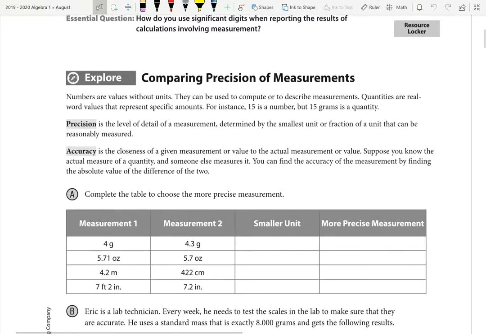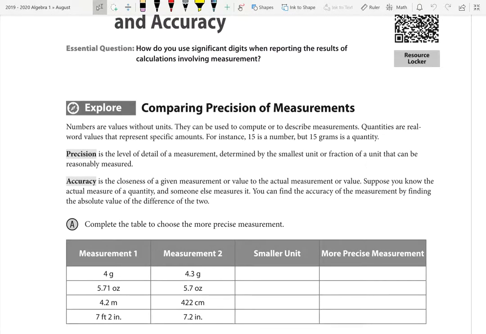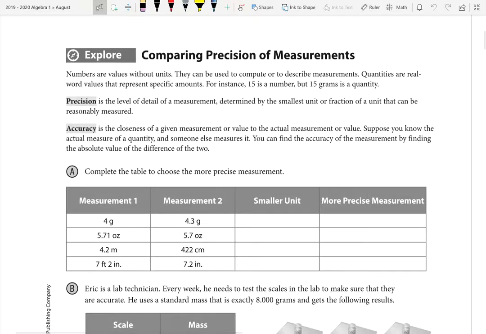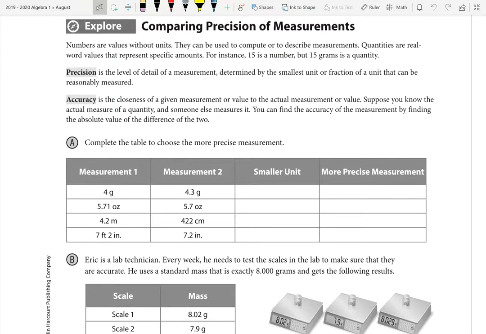So the essential question: how do you use significant digits when reporting the results of calculations involving measurement? We're going to get to significant digits probably in the next video. I was looking at this section and it's a very, very long section. So yeah, we'll see how things play out.